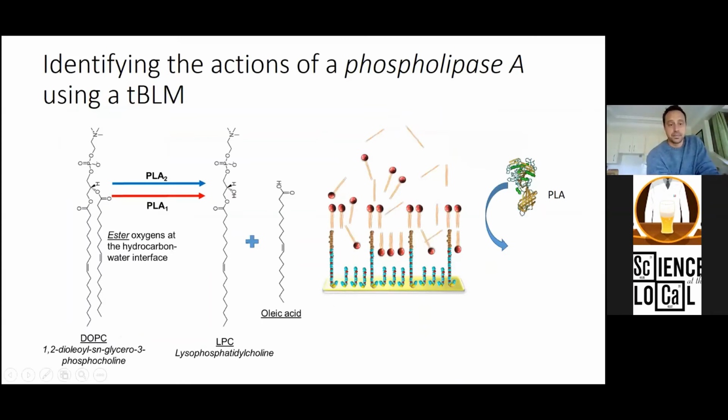So we can use tethered bilayers then to measure the actions of phospholipase A. And so we've got these ester oxygens here. That's where the phospholipases are going to work, and they'll cleave them. And then we'll have what we call an oleic acid, which is just this one product, and this other product here, which is called LPC. And when you get too much of this sitting in your membrane, it's going to fall apart. And we can measure that by a change in conductance.